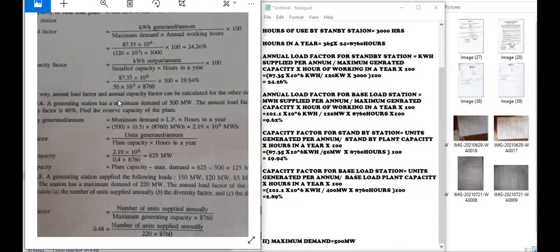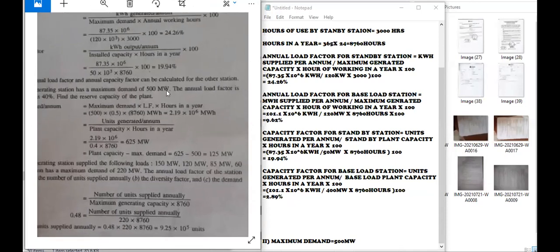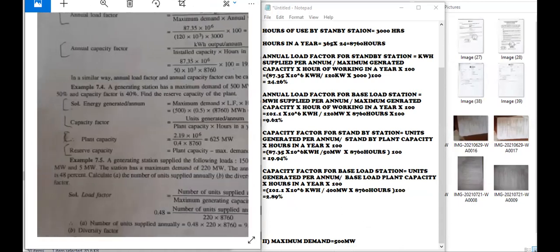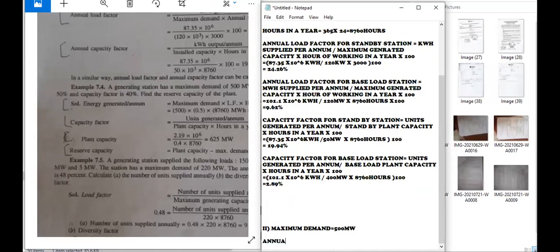Okay, yes, it's here. A generating station has a maximum demand of 500 megawatt and annual load factor is 50%. Now, another thing again, they say that the capacity factor is 40%.